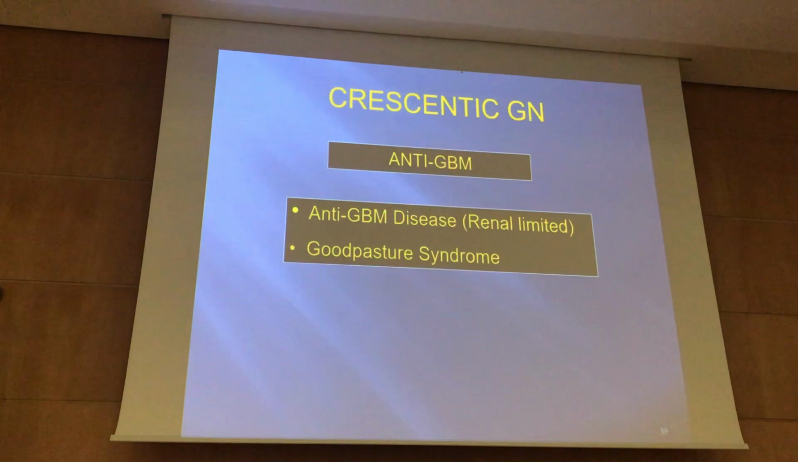Okay, so there are 2 types. One is confined to the kidney, anti-glomerular basement membrane disease of the kidney, or the other one is Goodpasture syndrome. So what is Goodpasture syndrome? It is not only affecting the kidney, but it also affects the lungs. So the lung alveoli, the basement membrane, also become antigenic. So antibody also hits the alveoli. And then these patients have hemoptysis, cough or blood in their sputum.